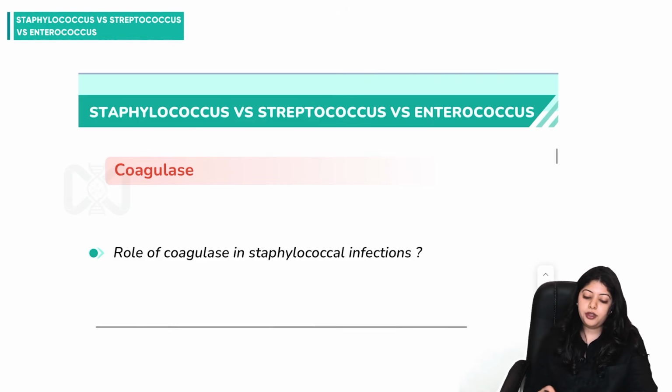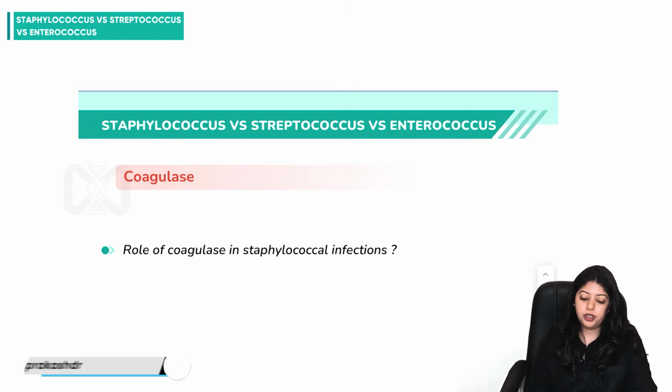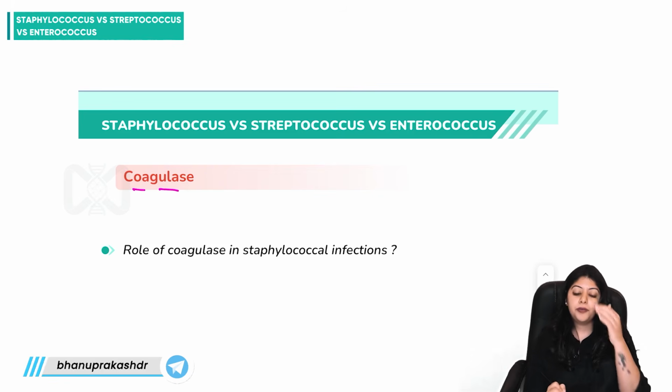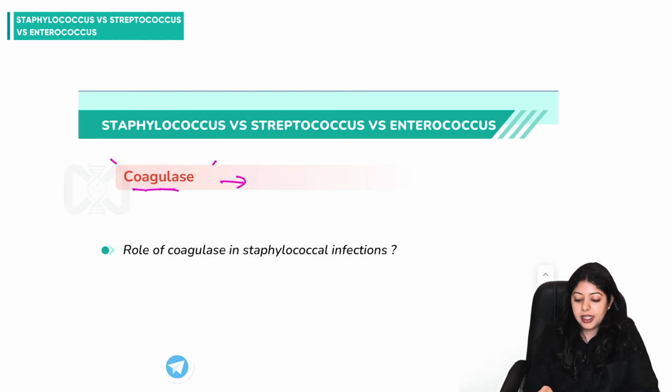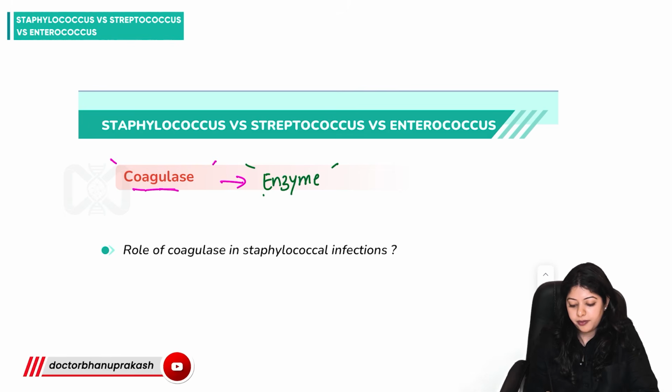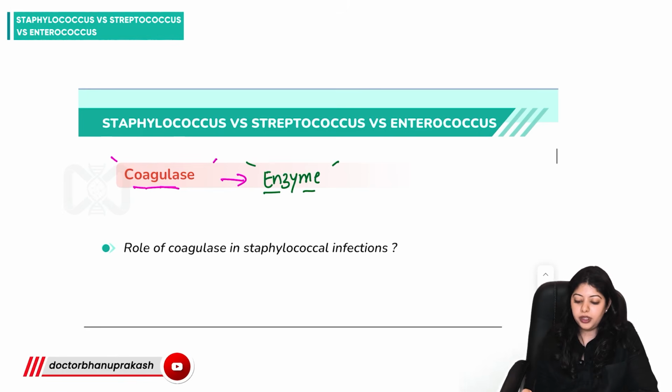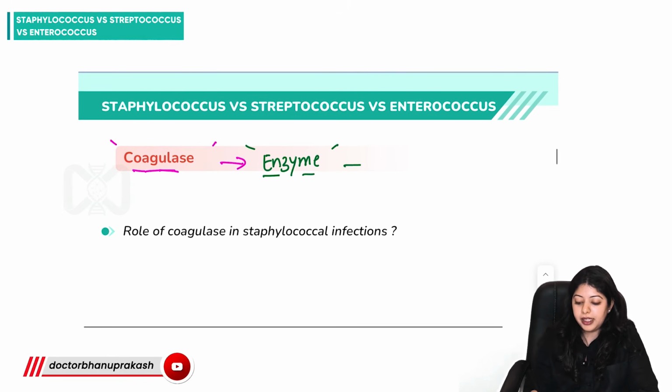Right? So now moving on to the next enzyme, the next test, which is the coagulase test. Coagulase, again, is an enzyme. And this coagulase has prothrombin-like activity.